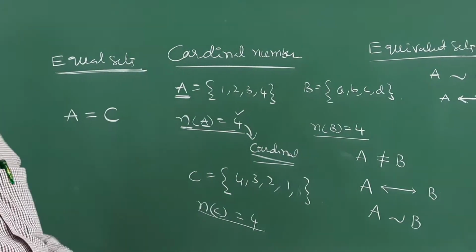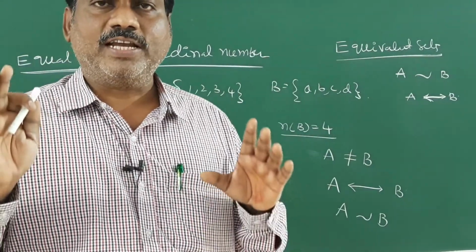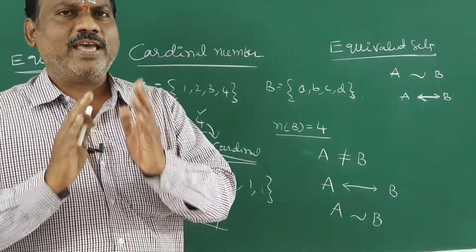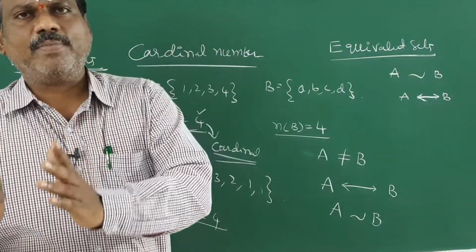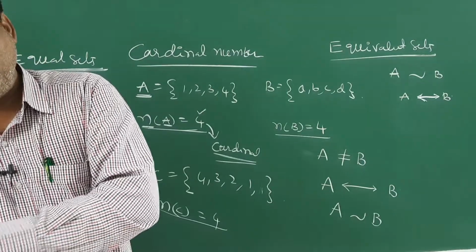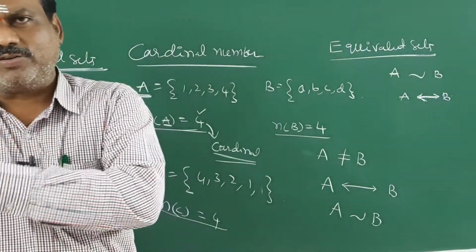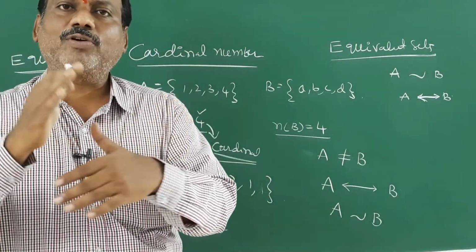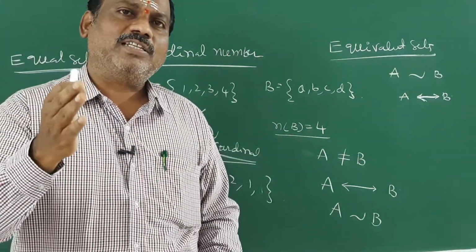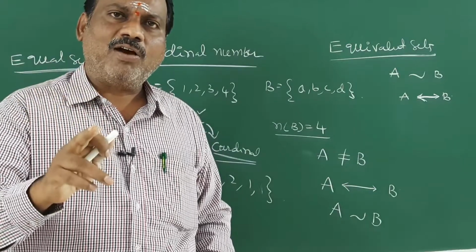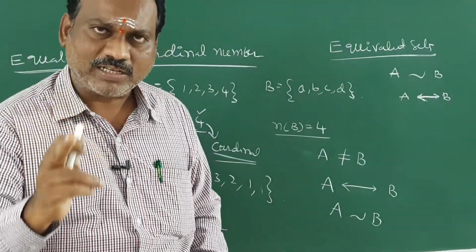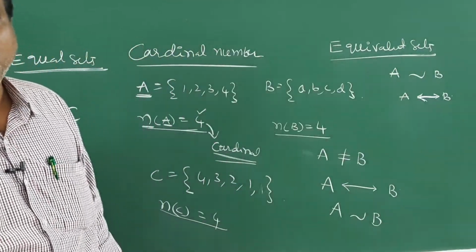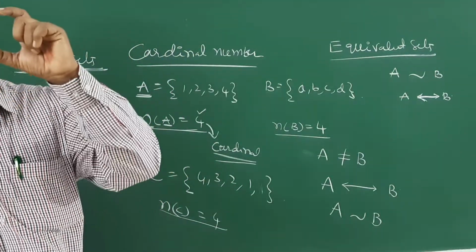Equal sets means if 2 sets A and B are said to be equal, the elements which are present in A are the same as in set B. Here 1, 2, 3, 4, there also 1, 2, 3, 4. Then A and B are said to be equal. One more definition you can write. 2 sets are said to be equal if they have corresponding elements the same and the cardinal number is the same. Cardinal number means I told, the number of elements in the particular set.